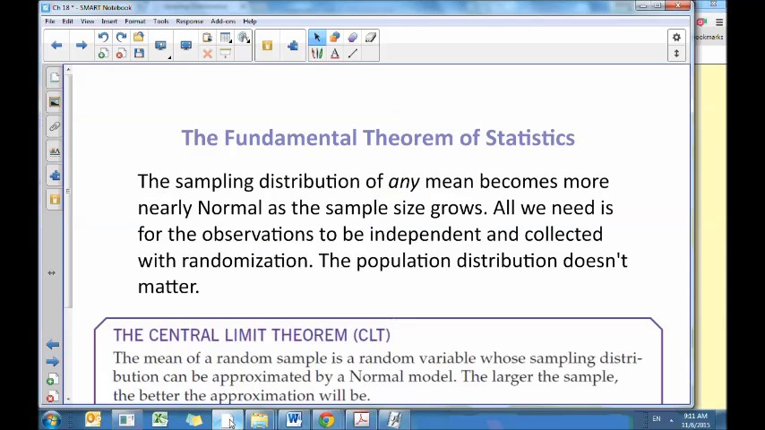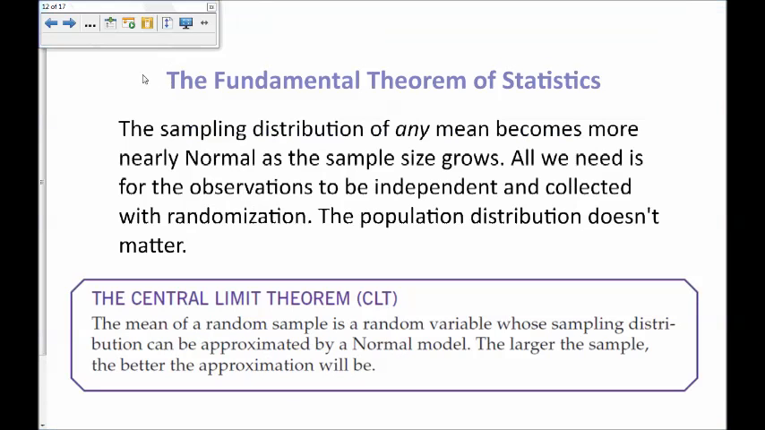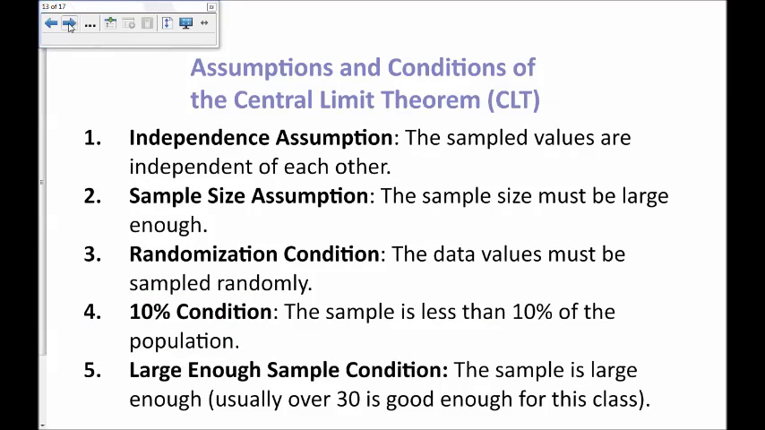It wasn't believed for a long time in mathematics, but eventually they found that it was true. Okay, that the mean of a random sample of a random variable has a sampling distribution that can be approximated by the normal model, and the larger the sample is, the better the approximation will be. Okay, that leads us into a discussion about the assumptions and conditions for the central limit theorem, and also for a sampling distribution for a mean is a similar group of assumptions and conditions.